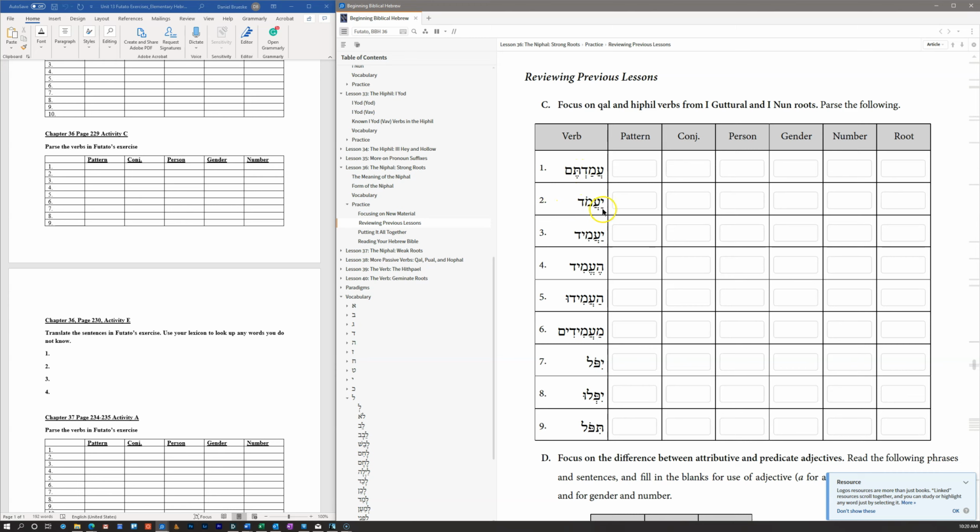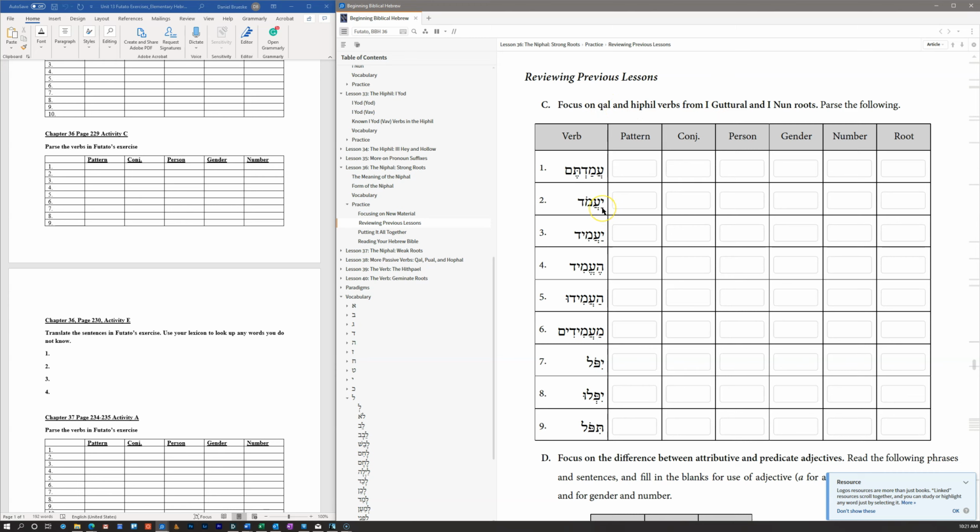Number 2 here, we've got ya'amod. This is going to be unusual because you've got this strange situation where you are used to a yod patach, or just a patach prefix vowel, indicating Niphal. The problem is, and this is why they review these together, the one guttural in the cal, the prefix looks very similar to a Niphal.